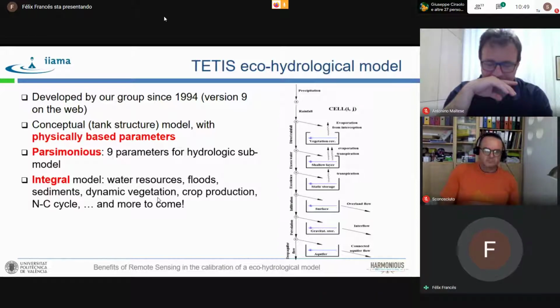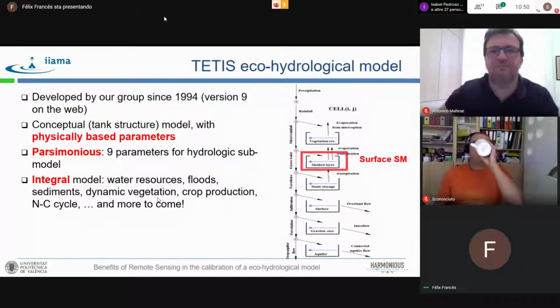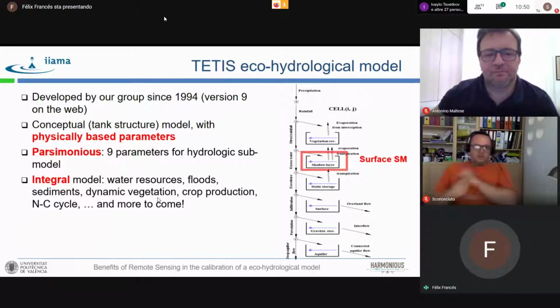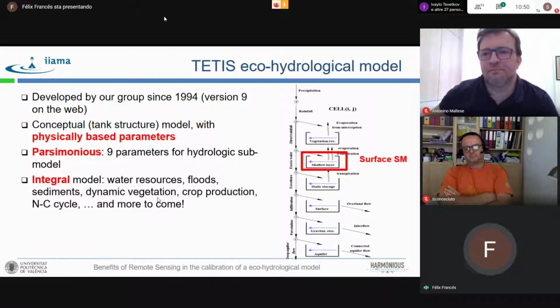Also, it is an integral model, meaning that we use the same model for water resources, floods, sediment cycle, erosion problems, dynamic vegetation, as in this case, crop production, nitrogen and carbon cycle, etc. Reservoir, snow. But the important thing to include the remote sensing information is that the specific state variable that you are observing is modeled by your model, in this case, the surface soil moisture.